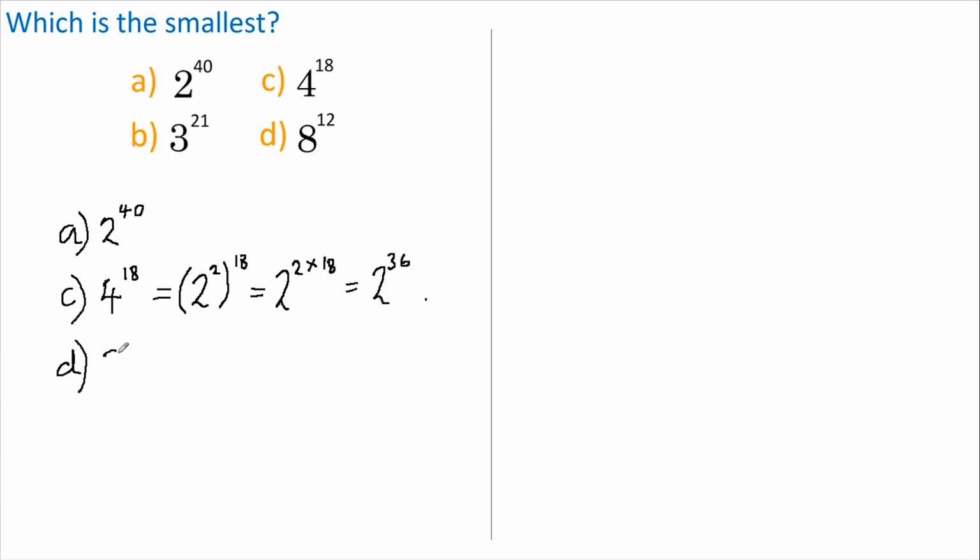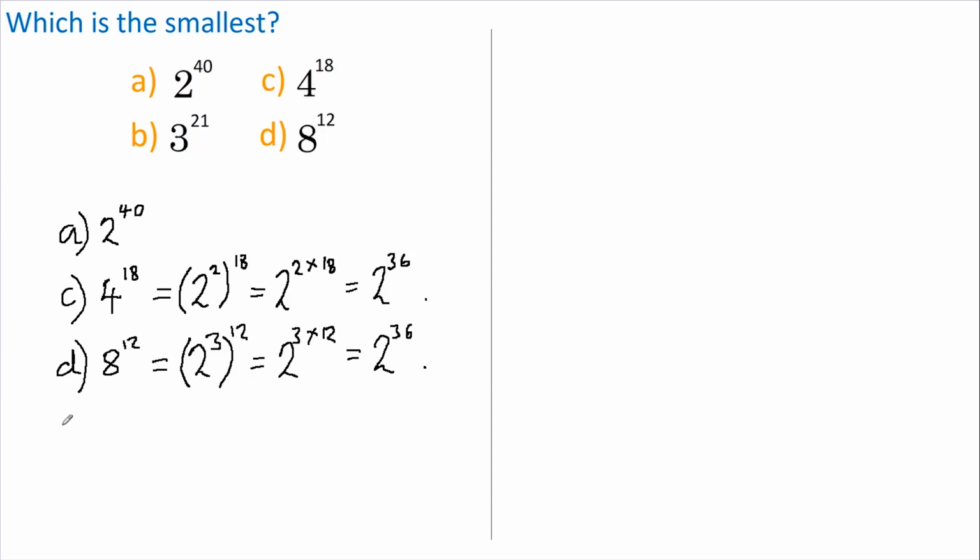D is 8 to the power of 12. And this equals 2 to the power of 3, all to the power of 12, which equals 2 to the 3 times 12, which also equals 2 to the 36, which equals C for the smallest so far.